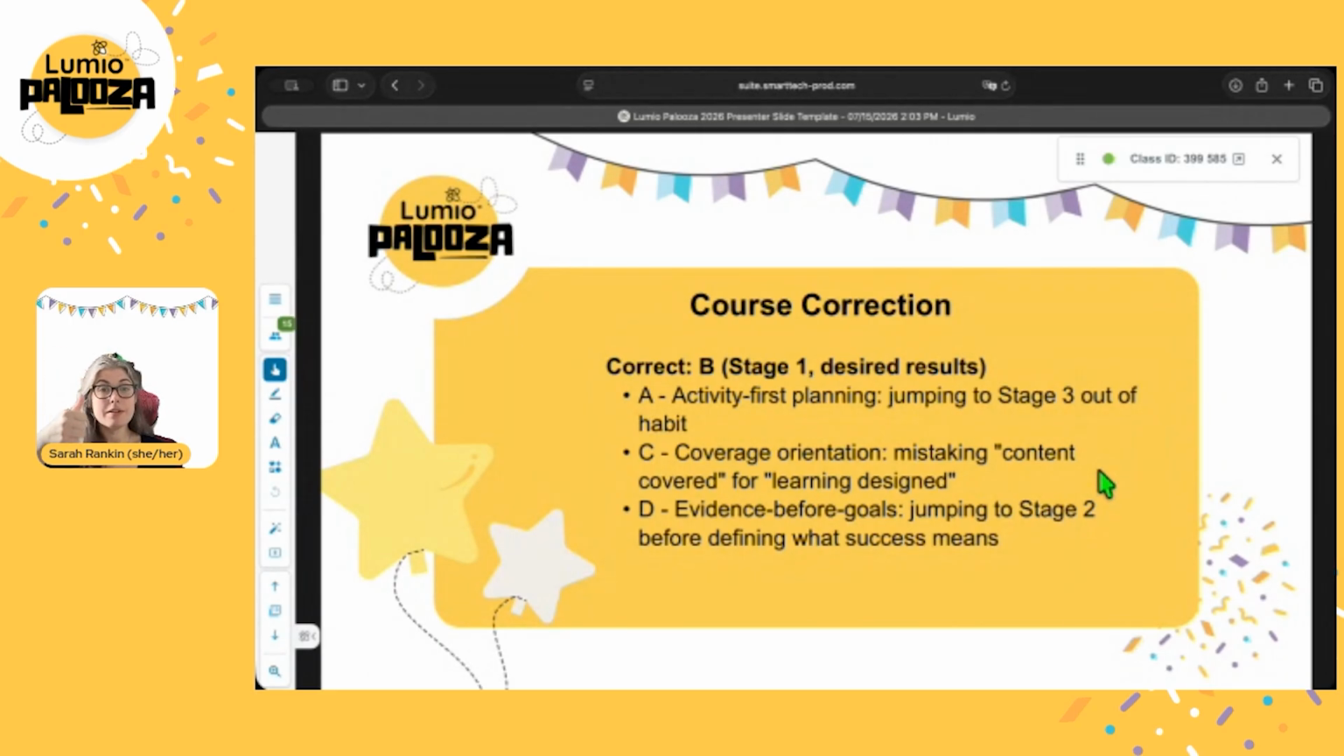But here's the thing. Just because some of them picked D, that's not a bad thing, because that tells me exactly where they maybe missed a point in the learning process. So while B is the correct answer, if a student had selected A, that's going to tell me that they jumped right out to stage 3. And that's probably out of habit. Most teachers tend to jump to stage 3: I have to find a really fun activity for my kids to do.